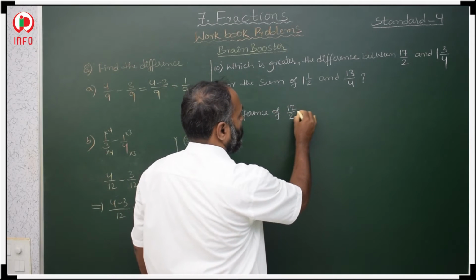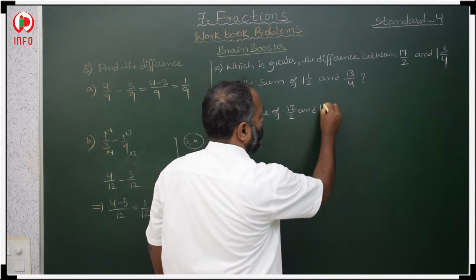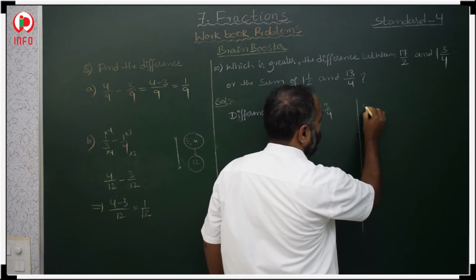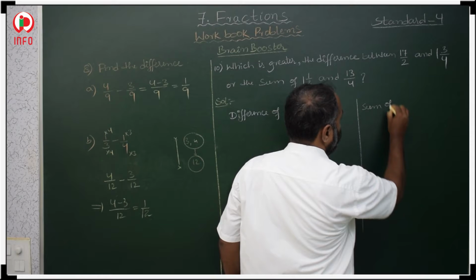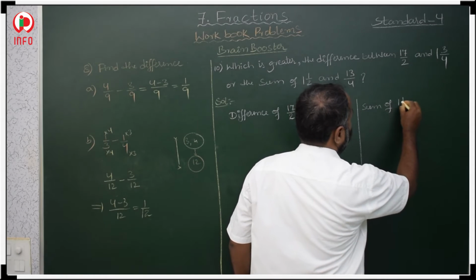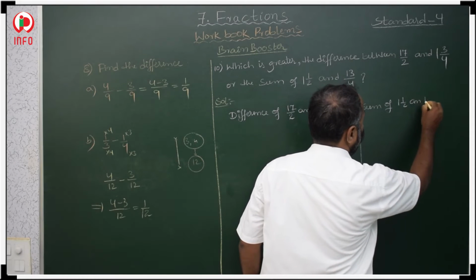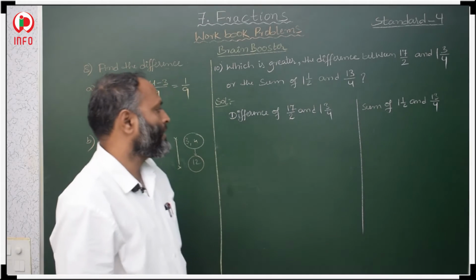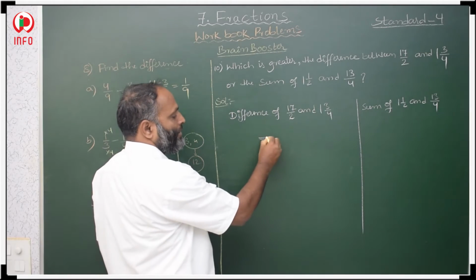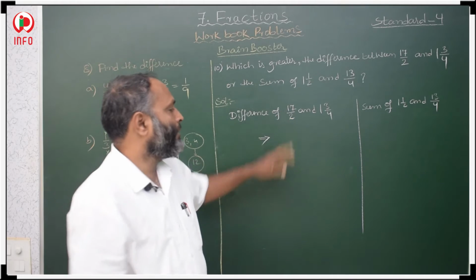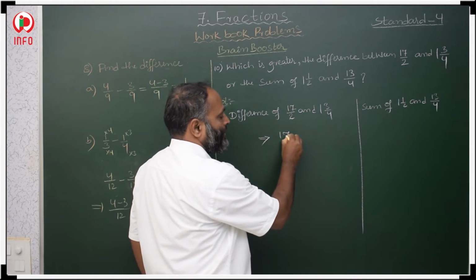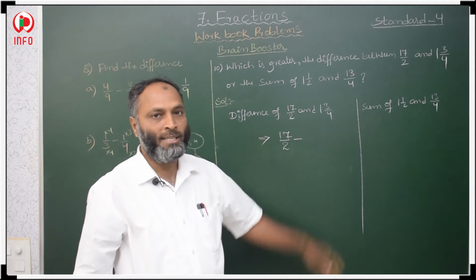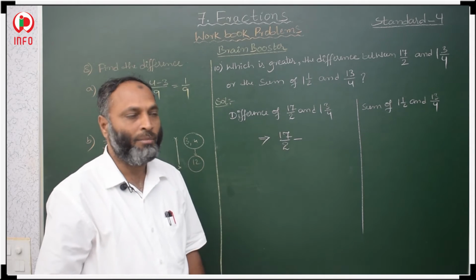First, the difference of 17 by 2 and 1 3 by 4. Then after that, in the same way, the sum of 1 by 2 and 13 by 4. Okay. Now see here, difference means minus. 17 by 2 we have to take as it is. Difference means minus. 1 3 by 4 is a mixed fraction, we have to convert it into an improper fraction.